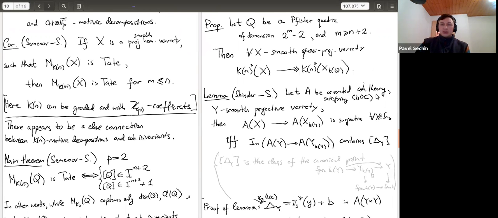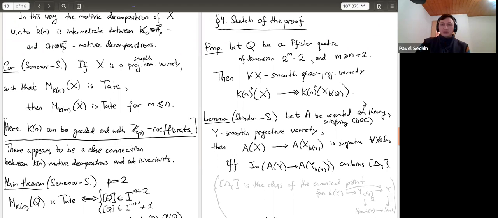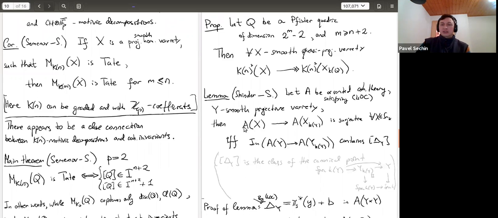And you can wonder what is the general statement, or how in general to check such statements for an arbitrary variety instead of the quadric. And here is a nice lemma, which we have proved together with Evgeny Schindler, but it goes back to Bloch and Schindler, so I think it's very classical, though they have not considered arbitrary oriented cohomology theories because there were none at that time.